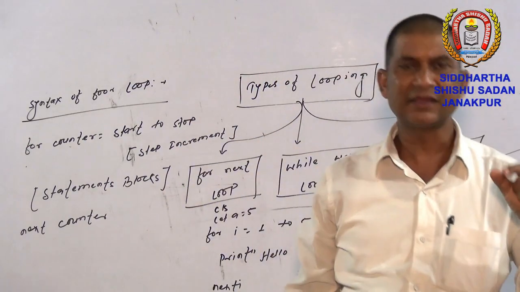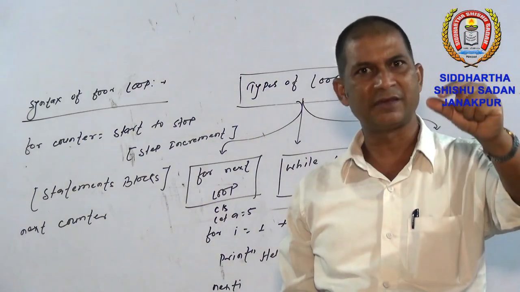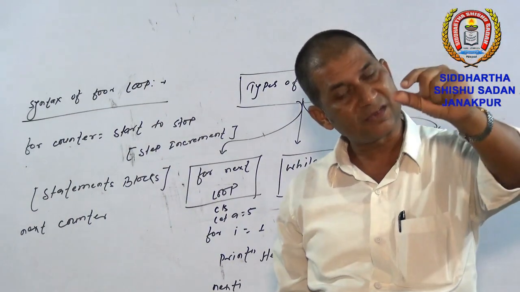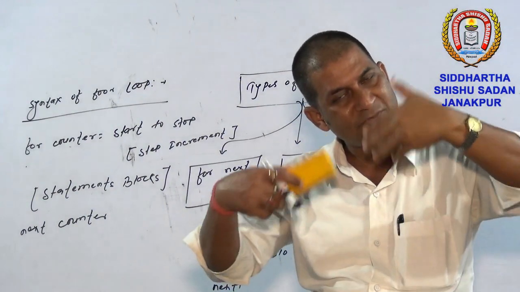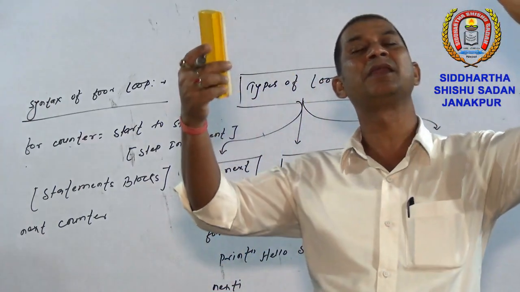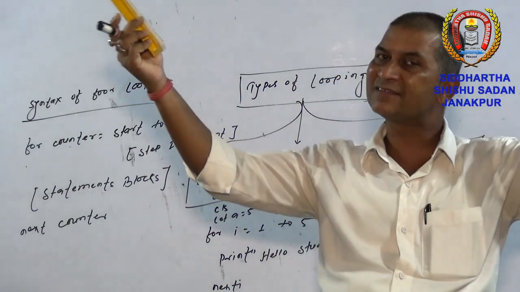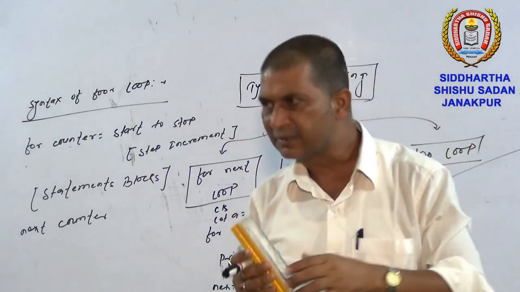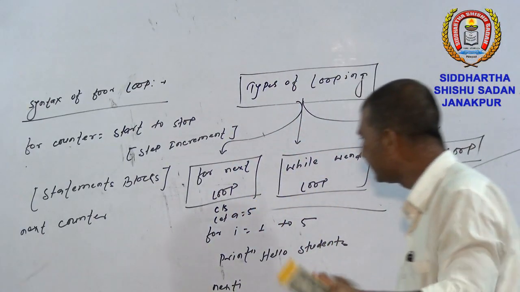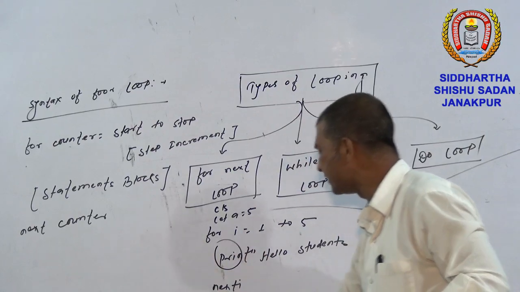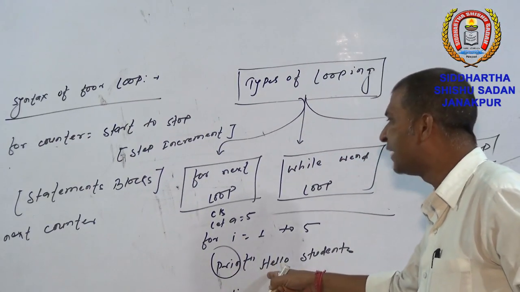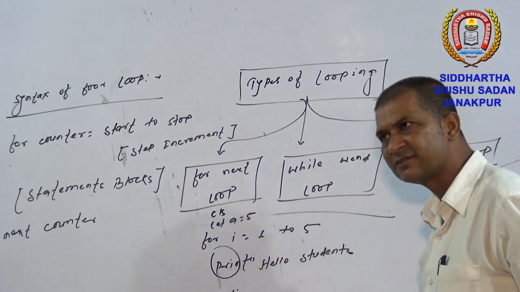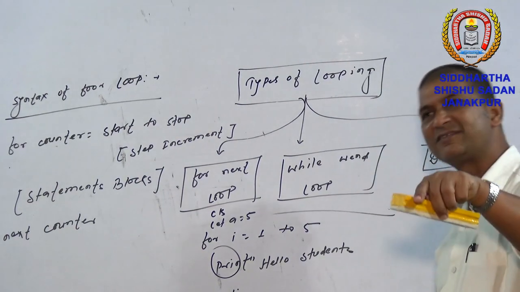Looping statement is a control flow statement that executes the same set of statements again and again, multiple times, as long as the given condition is true. What does it mean? It means that a set of statements, suppose this statement, will be executed 5 times because of the looping statement.